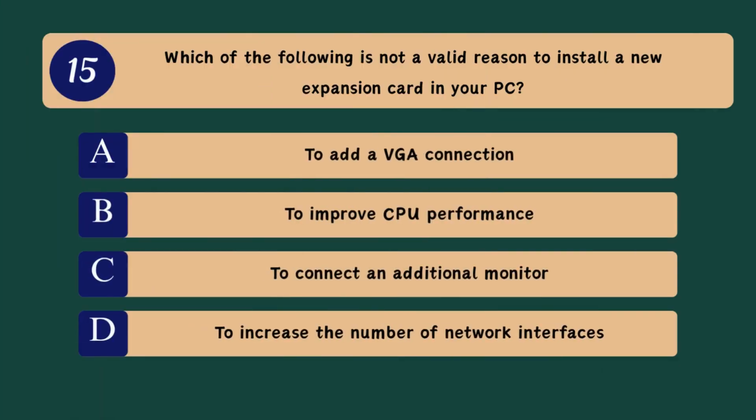Question 15. Which of the following is not a valid reason to install a new expansion card in your PC? A. To add a VGA connection. B. To improve CPU performance. C. To connect an additional monitor. D. To increase the number of network interfaces. Correct answer. B. To improve CPU performance.